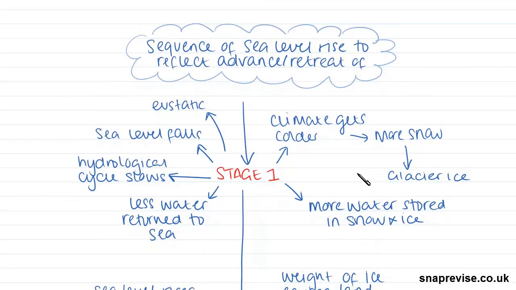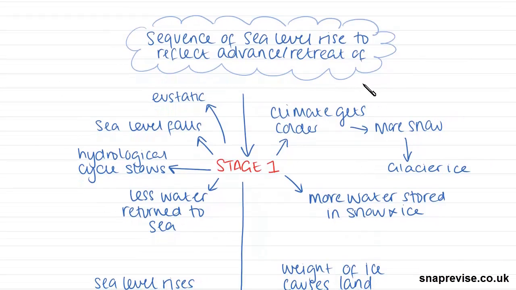So now I'm going to talk a bit about the sequence of sea level rise to reflect the advance and retreat of ice. As you might have learnt from the chapter on glaciers, a lot of the earth is covered in ice, and over the last glacial period, an even greater extent of the earth was covered in ice, and this has had great impacts on sea level change, both isostatic and eustatic sea level change, since the ice has retreated. So now we're going to look at how ice advance and retreat can affect sea level change.